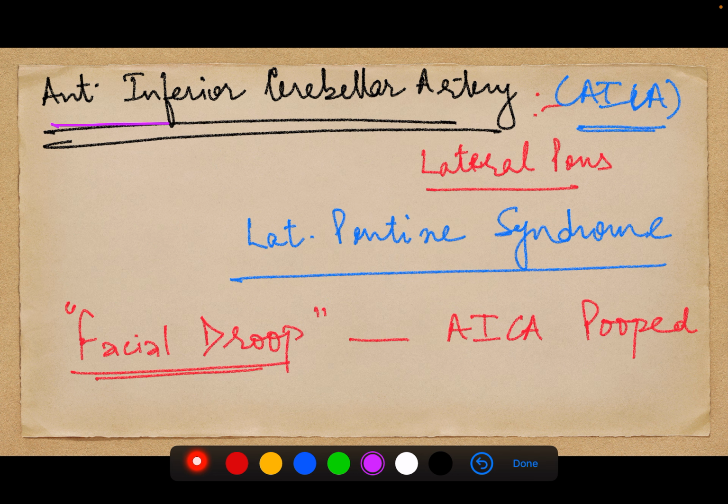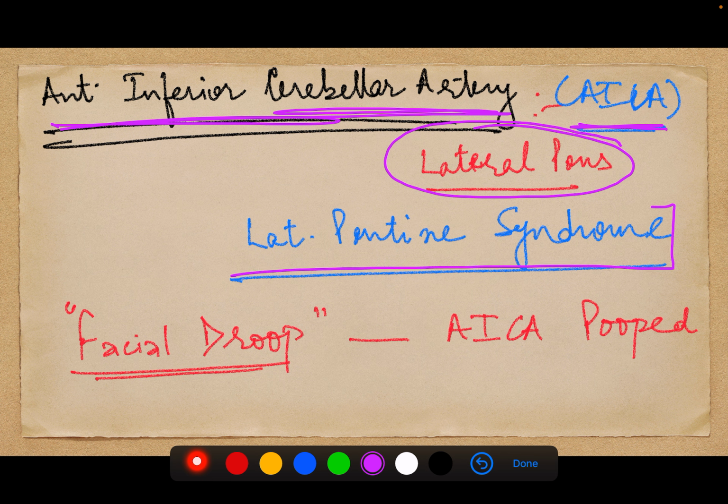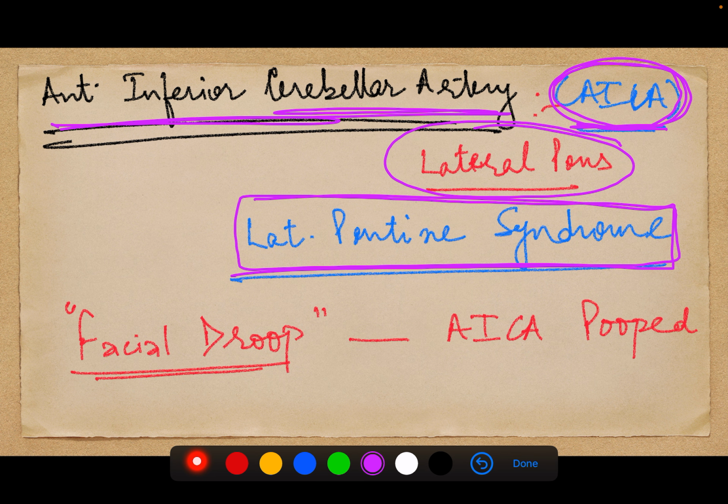Now, anterior inferior cerebellar artery. It supplies blood to the lateral pons. That's why it's also known as lateral pontine syndrome. So lateral pontine syndrome happens in a lesion of the anterior inferior cerebellar artery.